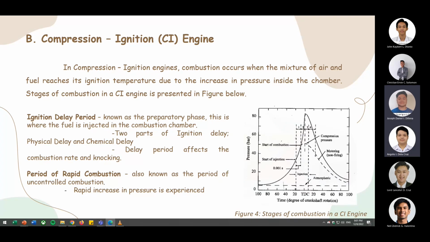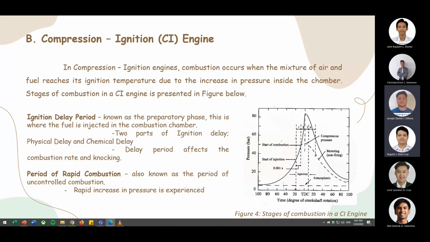So, for the stages of combustion in a CI engine, presented siya below. So, sa figure 4, stages of combustion in a CI engine. So, basically, may apat siyang stages. One is the ignition delay period. Second is the period of rapid combustion. Third is a period of controlled combustion. And then lastly, period of afterburn. So first stage is ignition delay period.